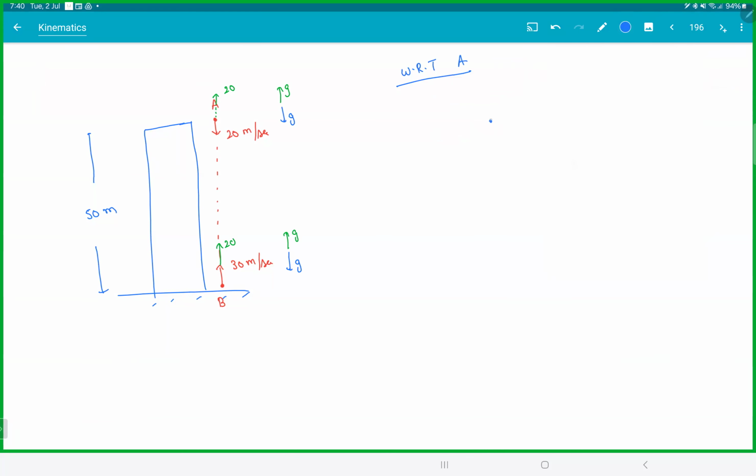Now A will think, okay, I came to rest. I'm not moving anymore. And this B is coming towards me with 20 plus 30, 50 meters per second. And the relative acceleration of A is 0. So A thinks B is coming with a constant velocity. Then using the equation S is equal to ut plus half at square, your regular kinematics equations: the distance between them is 50, the speed is 50, time is t, and acceleration is 0. t is equal to 1 second.